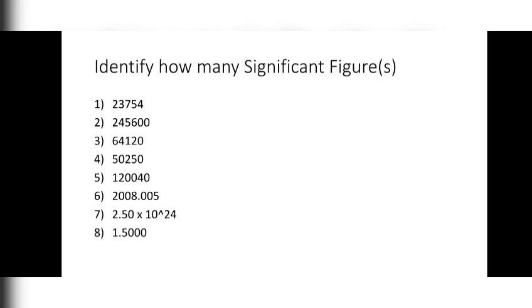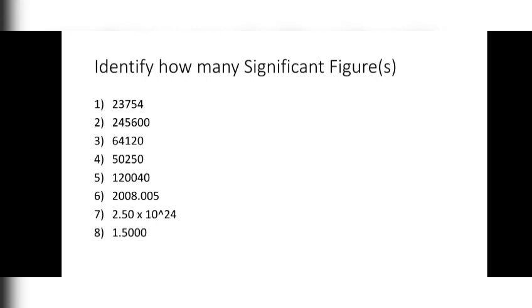For 5, we have 120,040. This also applies to guide number 2 and 1. It has a 0 at the end, so it's not counted, while you have 2 zeros in the middle. So it's counted as 5 significant figures. For number 6, we have 2008.005. It's greater than 1. So everything is counted here. So it's gonna be 7 significant figures.